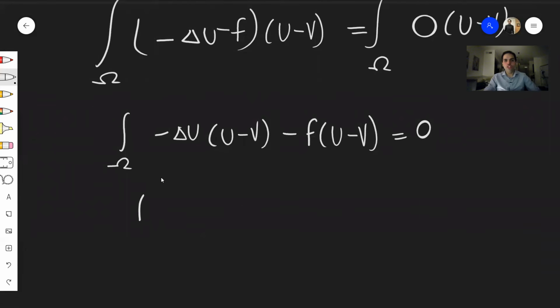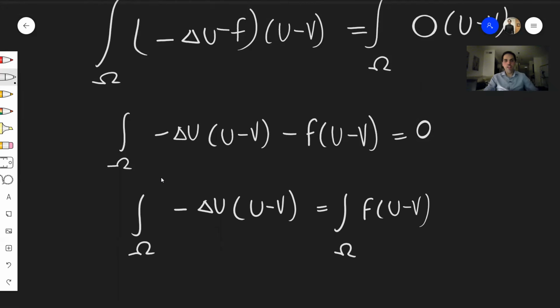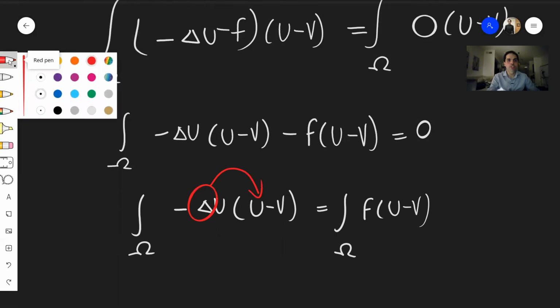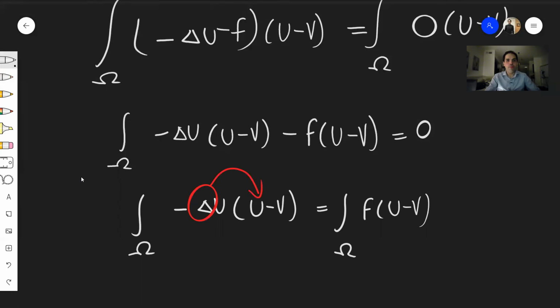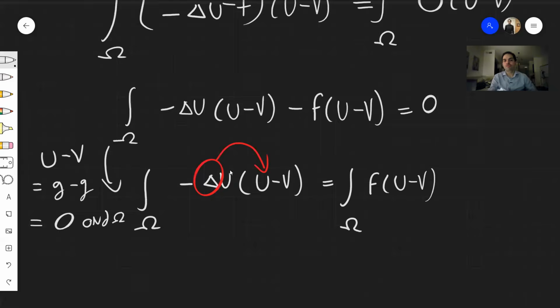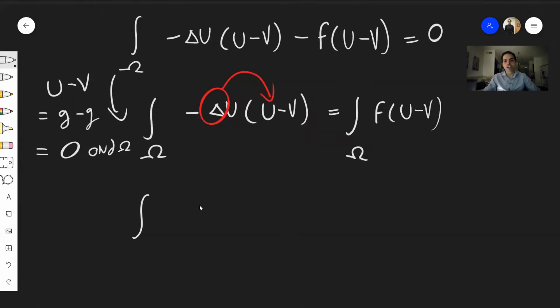And which, if you want, you can just write as the integral over omega of minus Laplacian of (u minus v) times (u minus v) equals f times (u minus v). But now, because we want to turn this into derivatives, let's just integrate by parts. Again, there might be boundary terms, but not here, because on the boundary, u minus v is just g minus g, and that's 0 on the boundary. So the point is, for integrating by parts, you don't have to worry about boundary terms.